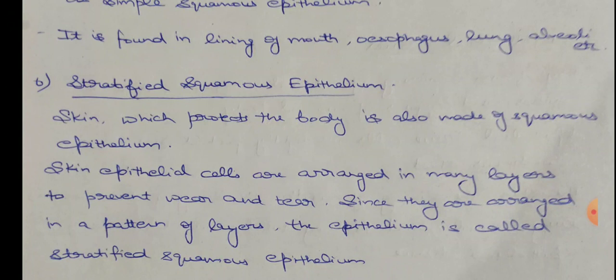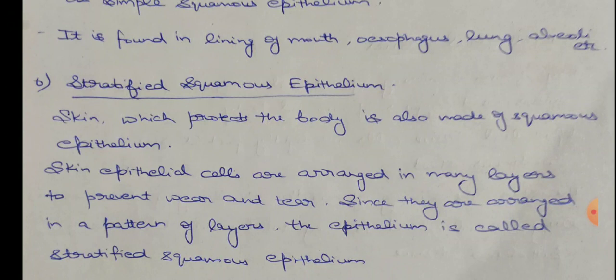You can see there are many layers. The cells will be the same, extremely thin, very thin, flat cells, but they will be in layers this time, not a single layer. In simple squamous there was a single layer of simple, flat and extremely thin kind of cells, but in this one there will be many layers of it. So this one is the stratified squamous epithelium. Clear, students?